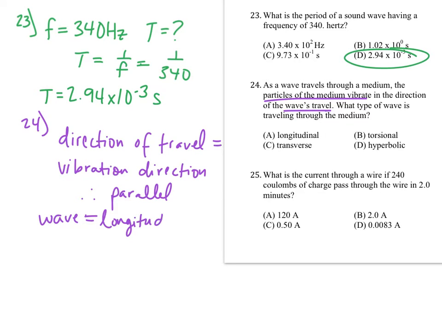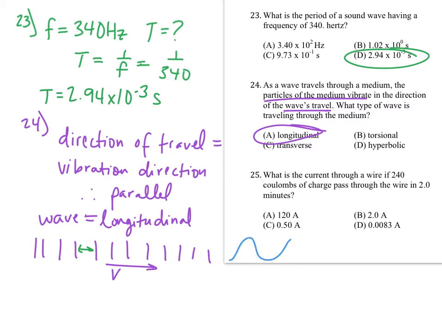Alright? As an example, this here is our longitudinal wave. The speed of the wave is moving this way. The particles themselves will be vibrating back and forth this way. Transverse, on the other hand, will be like this. The speed of the wave will be going this way, whereas the oscillation, the vibration of the particles will go up and down. That is perpendicular, transverse.